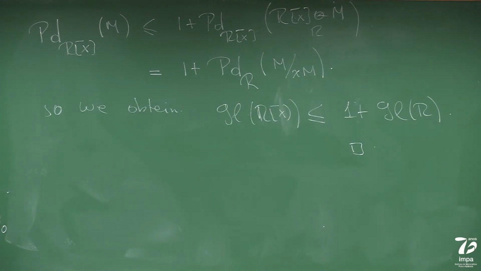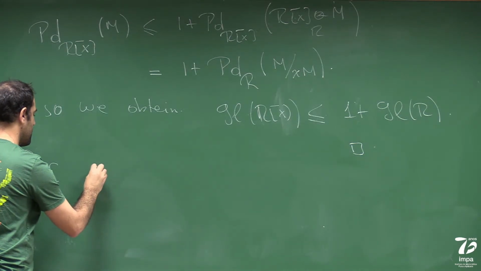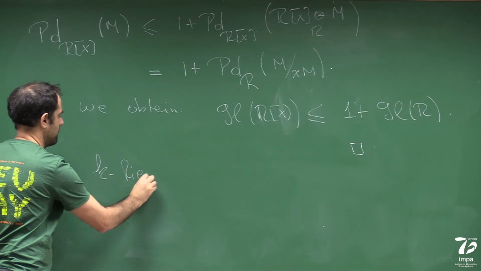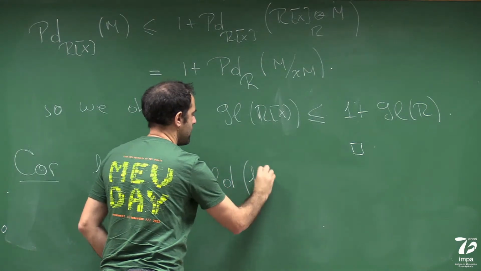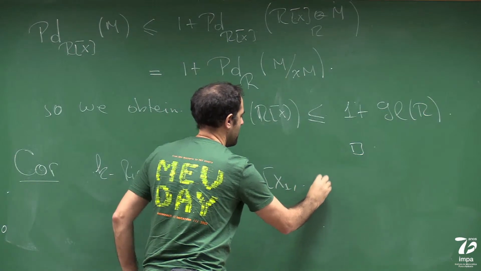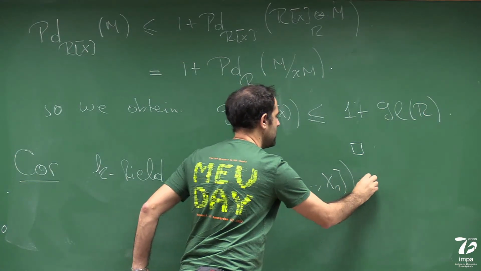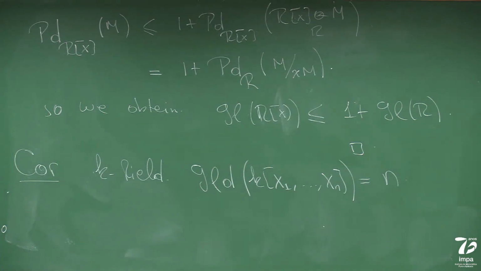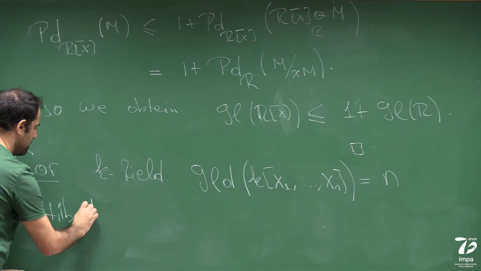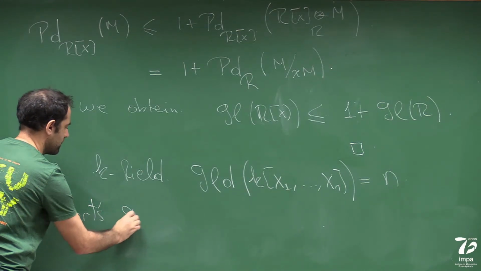A corollary of this is the theorem that we wanted: if K is a field, the global dimension of K[x1, ..., xn] is equal to n. This is simply because the global dimension of the field is 0. And in particular, this implies Hilbert's question. This answers Hilbert's question.